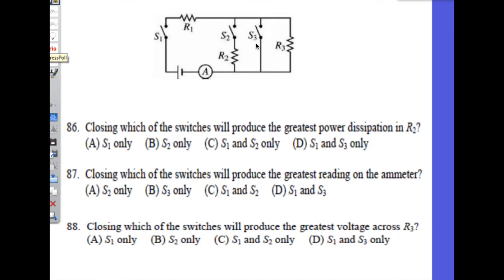What about S3 though? What would that do? If you closed that, there would be no resistance in this branch. All of the current would go here. Only a very, very tiny bit would go in this one because there's a resistor here, but this would be like short-circuiting it. Remember in that FET thing when those charges started flowing like crazy? That's what would happen right here. So we do not want to close 3.